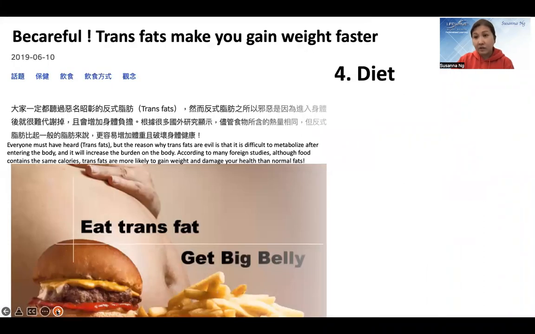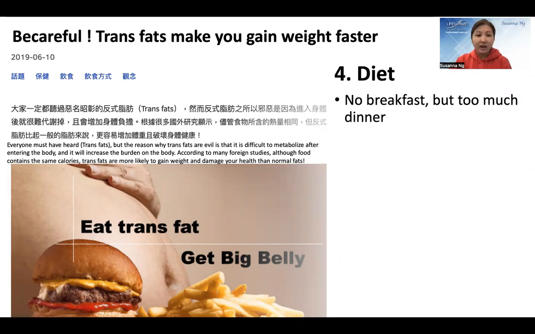Diet also sometimes will create obesity because we do not eat breakfast. Breakfast is very important, so remember to eat more breakfast. Must eat breakfast, but for dinner, you can have a nice dinner.